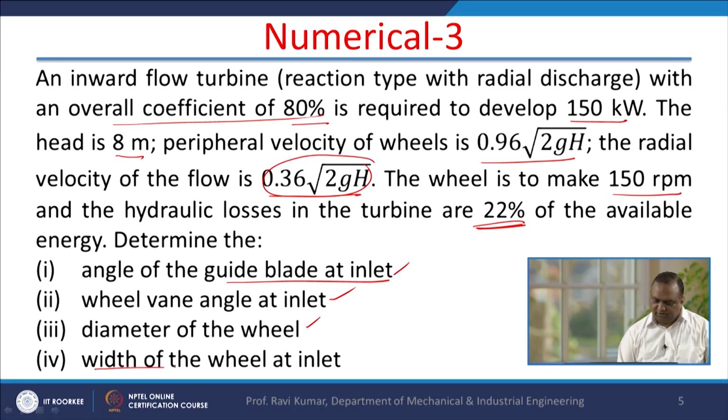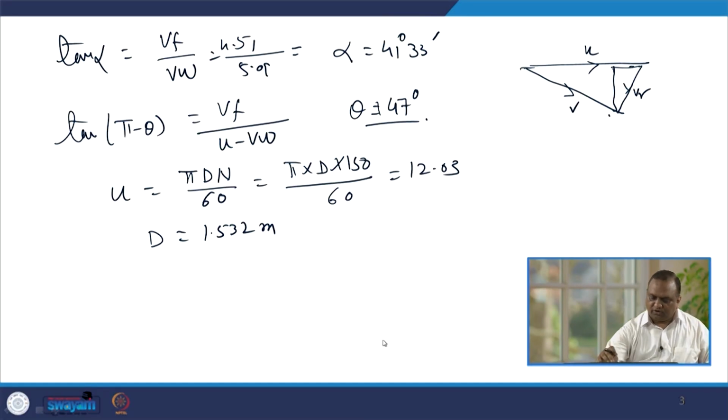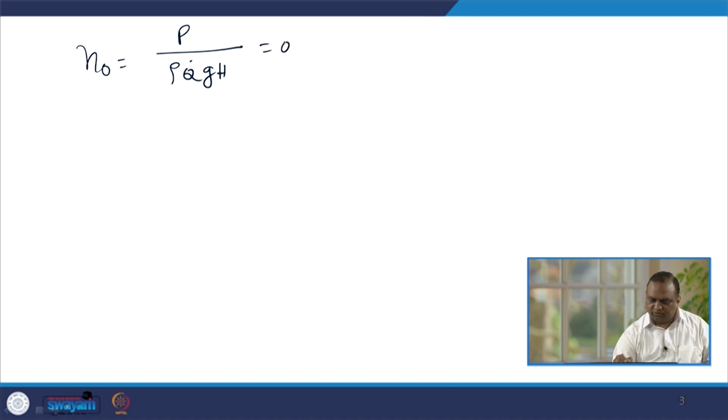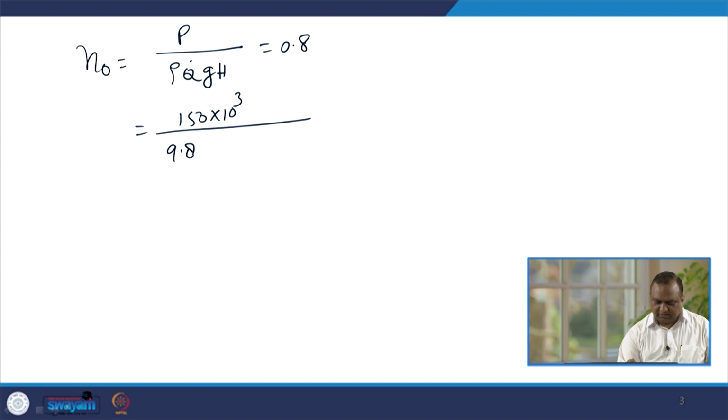Now the last one, width of the wheel at inlet. For this we go by the overall efficiency. It is P divided by power available, that is mgh, so rho Q gH, is equal to 0.8. That is 150 into 10 to power 3 divided by 9.81 into 1000 into Q into 8, equal to 0.8. This will give the value of Q as 2.389 meter cube per second.